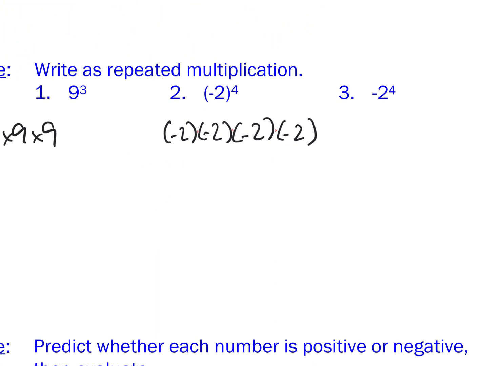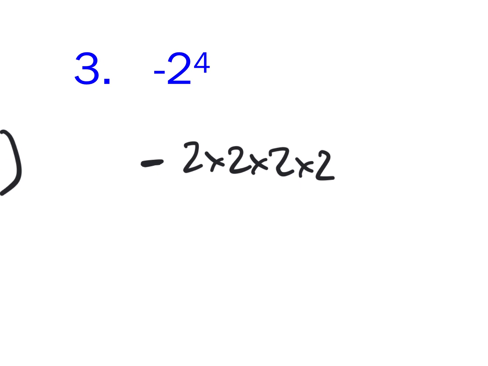And what about number 3? 2 times 2 times 2 times 2. Yes, the only thing you're missing is the single negative sign. Because the negative is not part of the base, so it's not part of what repeats. But, of course, the 2 does repeat 4 times. So that's why we have to be super aware of whether that negative is part of the base or not. So it's 2 times 2 times 2 times 2 with a single negative sign out in front. Okay?